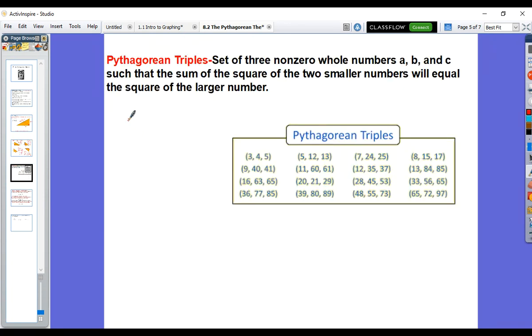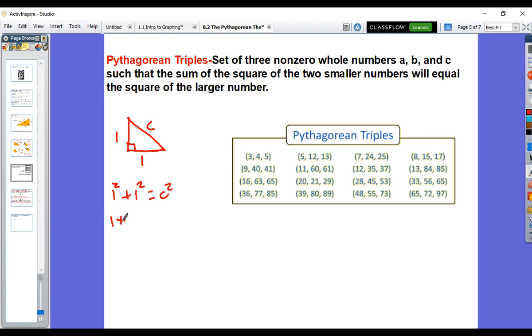Oh, let's look at the isosceles right triangle that has legs of 1 and 1. Let's find c. So we're going to do this. We'll do 1 squared plus 1 squared equals c squared.